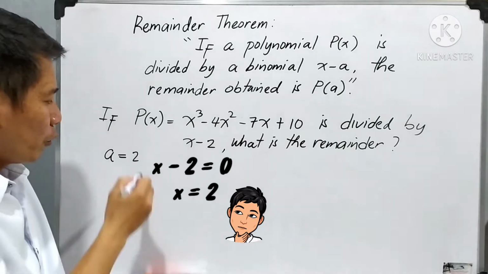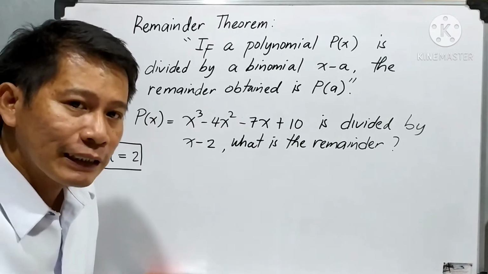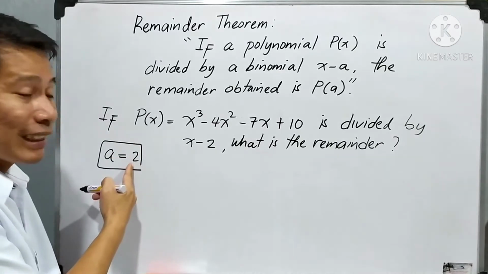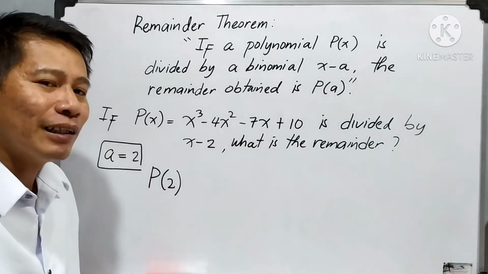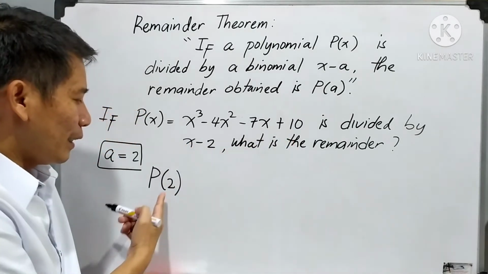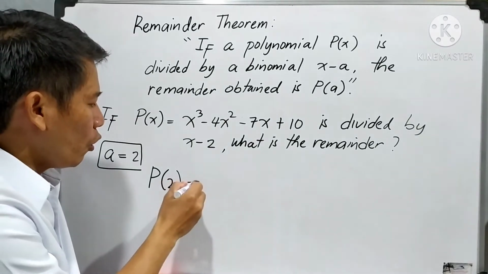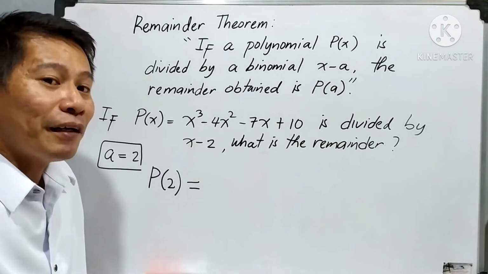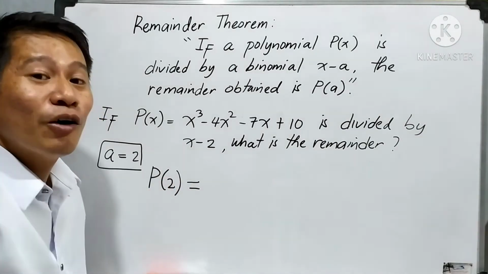Positive 2. Now, using this constant 2, we will replace this x here in our p of x by this constant 2. So we will have p of 2. What does it mean? We will evaluate our given polynomial with this constant 2. All the variable x's here in our given polynomial will be replaced by this constant 2, and we perform the operations.